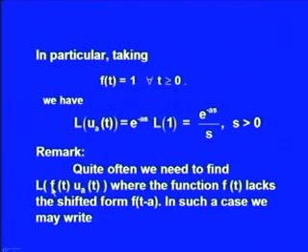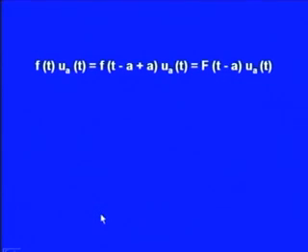Instead of f(t − a) we have f(t), and we have to find the Laplace transform of f(t) u_a(t). In such a case we do the following: f(t) u_a(t) may be written as f(t − a + a) u_a(t). Now f(t − a + a) is a function of t − a, which we denote by capital F(t − a). So we get f(t) u_a(t) equal to F(t − a) u_a(t).